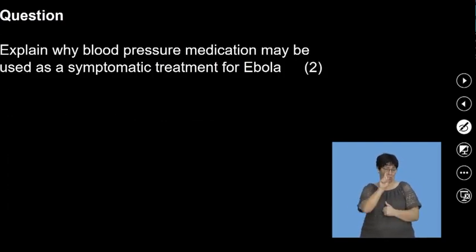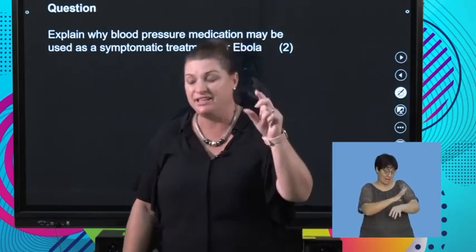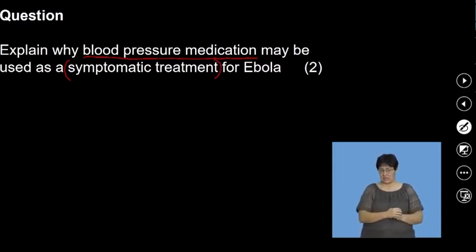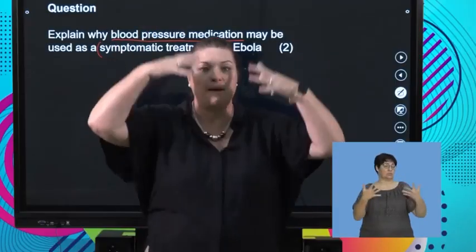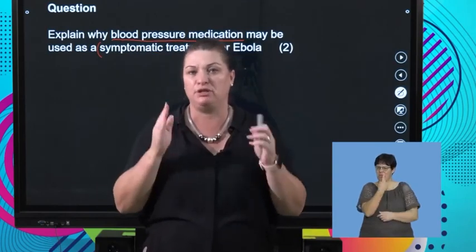This is quite a challenging question. It says, explain why blood pressure medication may be used as a symptomatic treatment. Now what does symptomatic mean? Look at the symptoms. What have you got? The problem is you are bleeding, so you are losing a lot of blood. So why would you use blood pressure medicine?